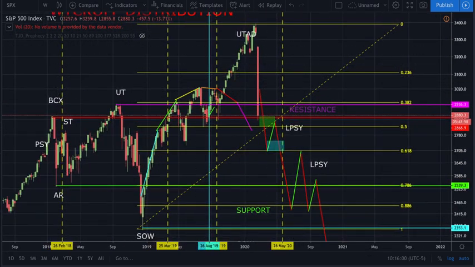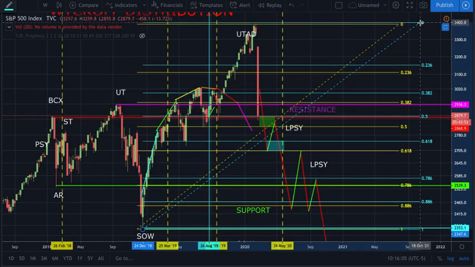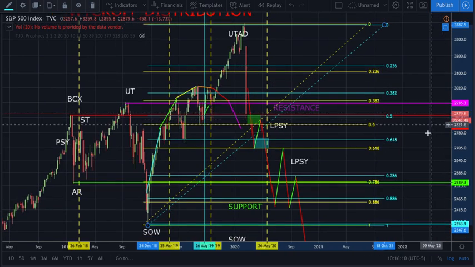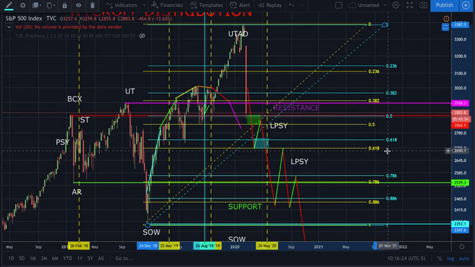I actually took a look at this here. As you can see, one is affected by log scale and one is not. So it just gives you an idea. Okay, so we're at the 0.5 here. That's where the green box is, basically in between the 0.5 log and not affected by log scale. So we could see a little bounce here. We could see potentially a move back up to like the 382 even, 2,900, 3,000.